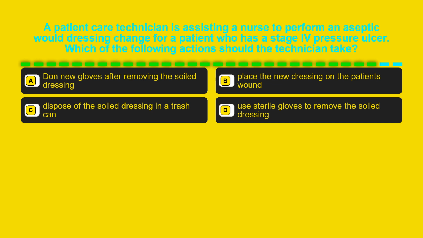Question 16. A patient care technician is assisting a nurse to perform an aseptic wound dressing change for a patient who has a stage 4 pressure ulcer. Which of the following actions should the technician take? Option A. Don new gloves after removing the soiled dressing. Option B. Place the new dressing on the patient's wound. Option C. Dispose of the soiled dressing in a trash can. Option D. Use sterile gloves to remove the soiled dressing.